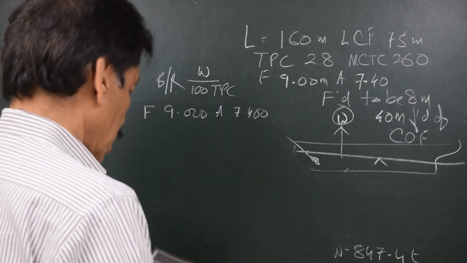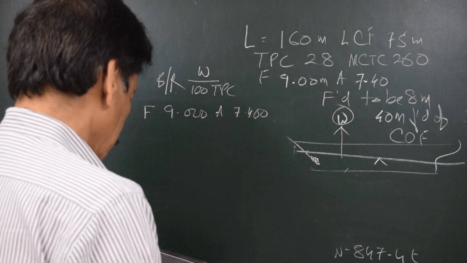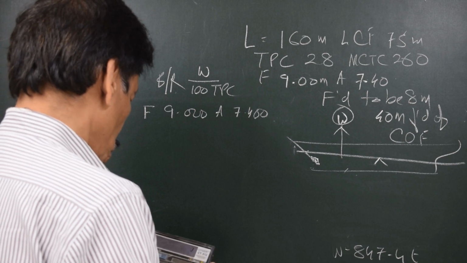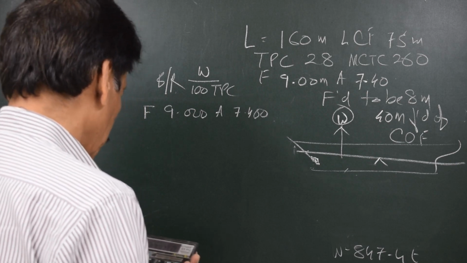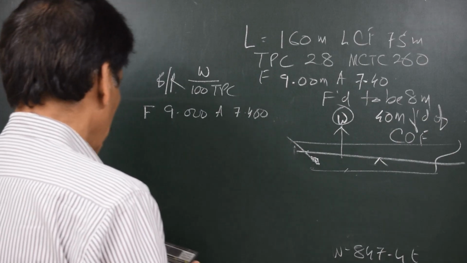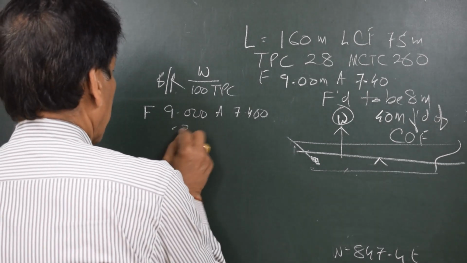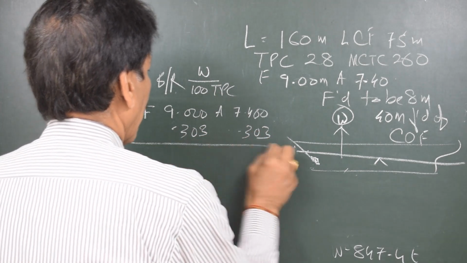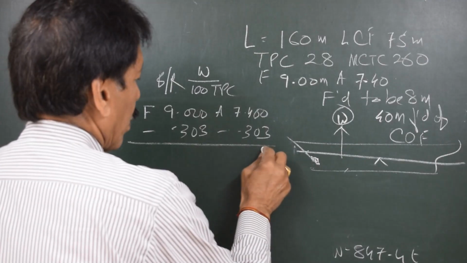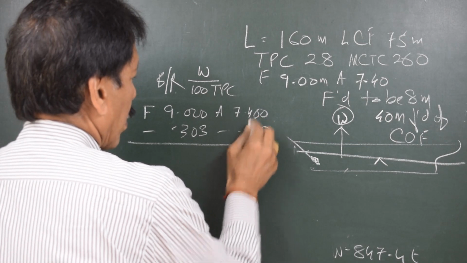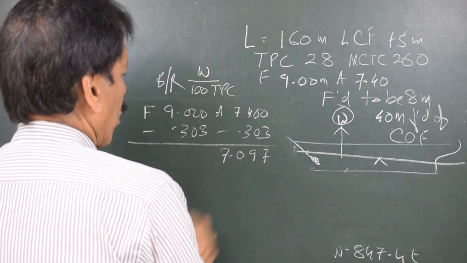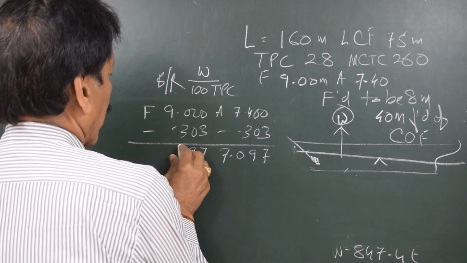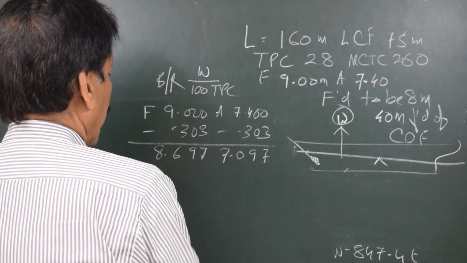Now, in the first leg, we will apply bodily rise. We have discharged 847.4. So 847.4 divided by 100 TPC, that is 2800, gives me 0.303. So forward becomes 8.697 and aft becomes 7.703.